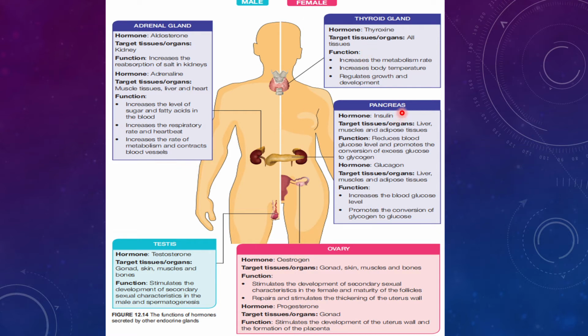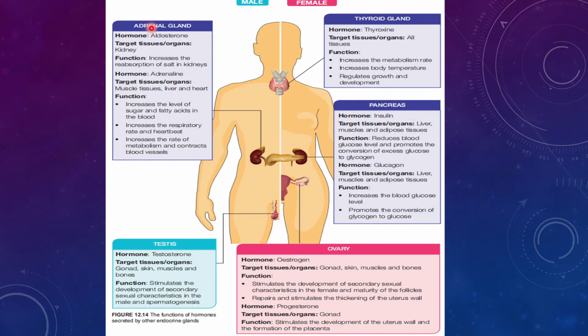So over here, this is the pancreas, which secretes insulin, where it will be used in the liver, muscles, and also adipose tissue, and that it will reduce the blood glucose after meal, and to promote the conversion of excess glucose to glycogen to be stored in the liver. So we say that this hormone is able to increase the blood glucose level, and it promotes conversion of glycogen to glucose. So these are the glands.